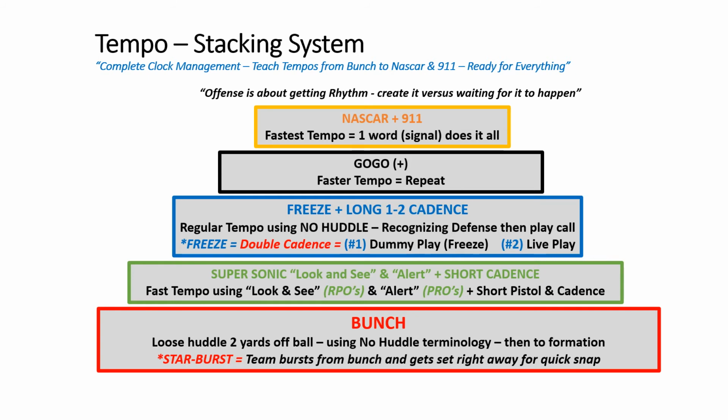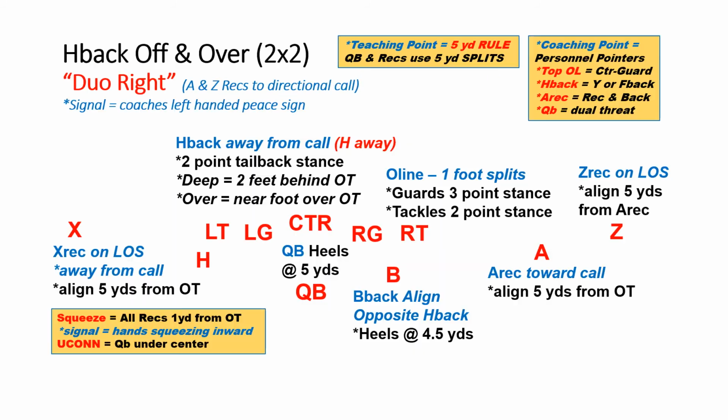Next then is the go-go tempo. Great for practice. You just always run a go-go after you run a play, so you get repeats and you get extra reps. And then last, if you just say 911, that means we're going 2-minute offense.